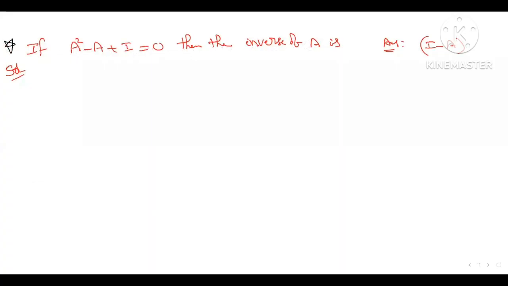Okay, now explain next statement. In the statement, A square minus A plus I is equal to O. Then how to find the inverse of the matrix A? What is our required? A inverse is required. So now we should multiply A inverse on both sides, pre-multiply or post-multiply A inverse on both sides.